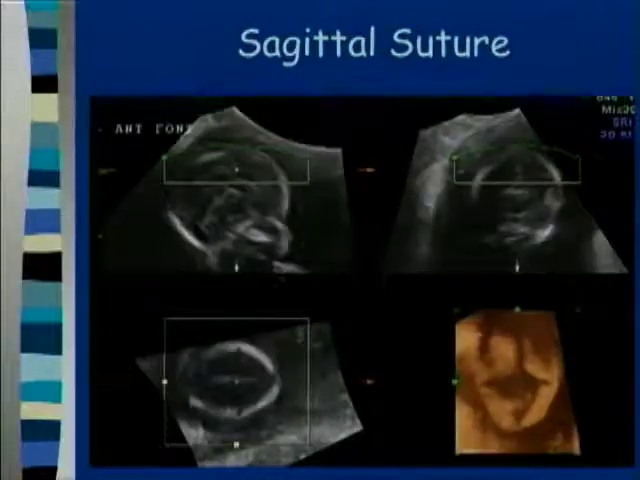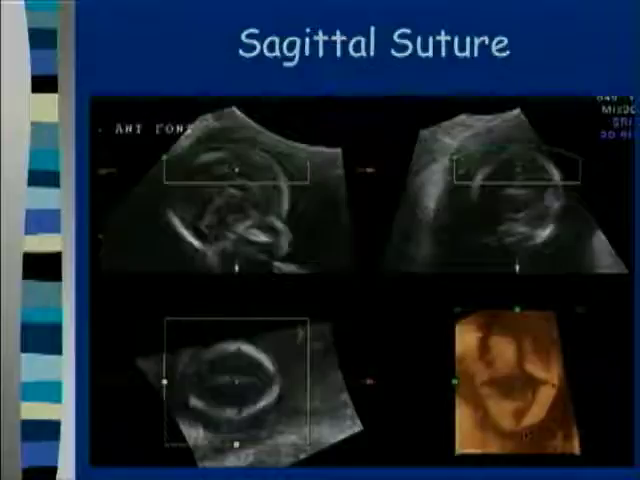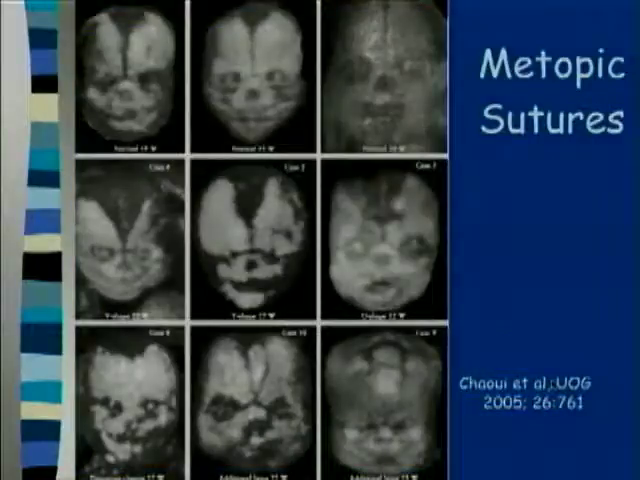If you want to look at the sagittal suture, you need to render it along the superior aspect on a profile view, and then you can get this beautiful anterior fontanelle right here, seeing what size it is.